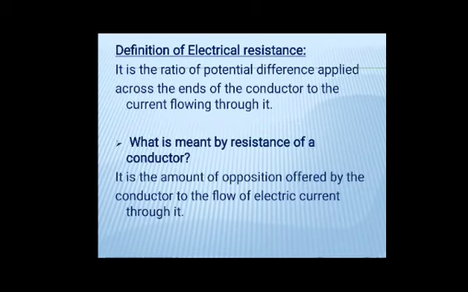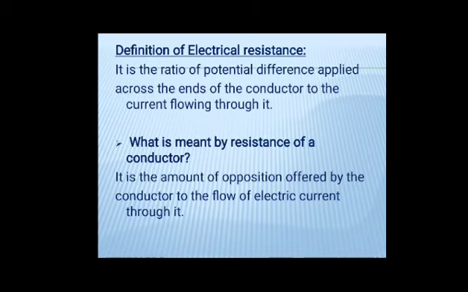Okay, let us see the definition of electrical resistance. It is the ratio of potential difference applied across the ends of the conductor to the current flowing through it, means R is equal to V divided by I. V is potential difference, I is current. Does this resistance of the conductor depend on applied voltage? No. Resistance of the conductor is independent of applied voltage.